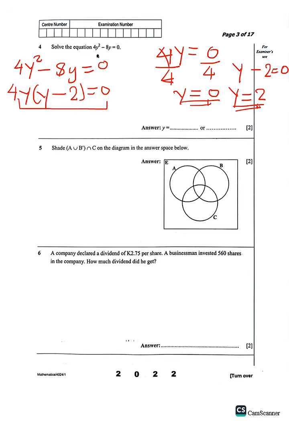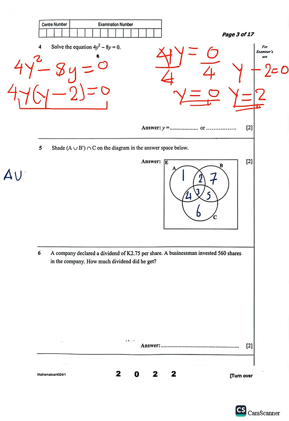Now we have to shade A union B intersection, as you see on the diagram in the answer space below. Maybe the best way for you to understand this question, let's try to put numbers here. So let's say we have 1 here, 2, 3, 4, 5, 6, 7. Then after we've done this, let's look at the first part. The first part is A union B.